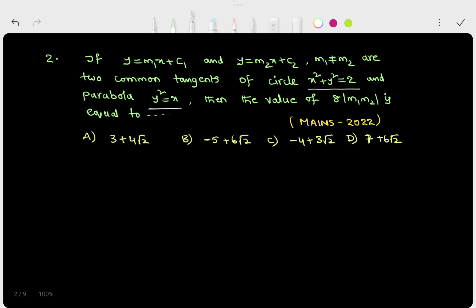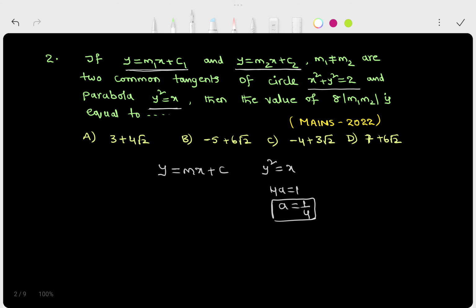See here, both common tangent equations are in the form y is equal to mx plus c. So here the common tangents will be in the form y is equal to mx plus c. Now you know this is a tangent to the parabola y square is equal to x. You compare it with the standard form. The 4a value will be equal to 1. So a value will be equal to 1 by 4.